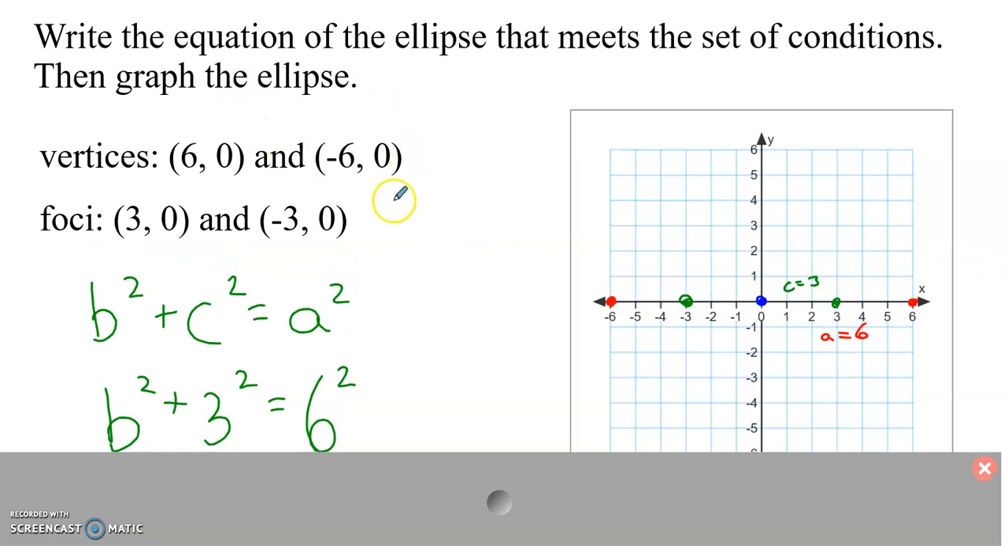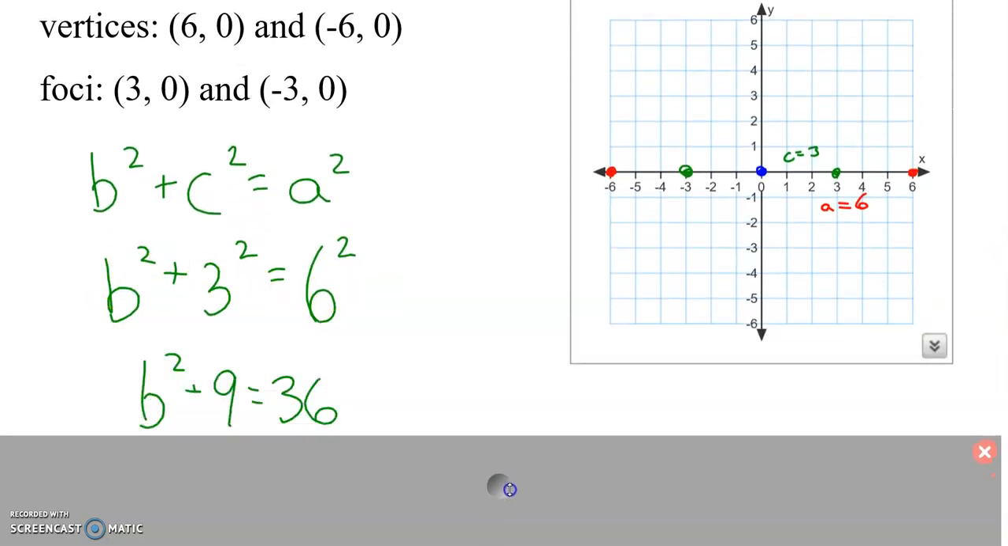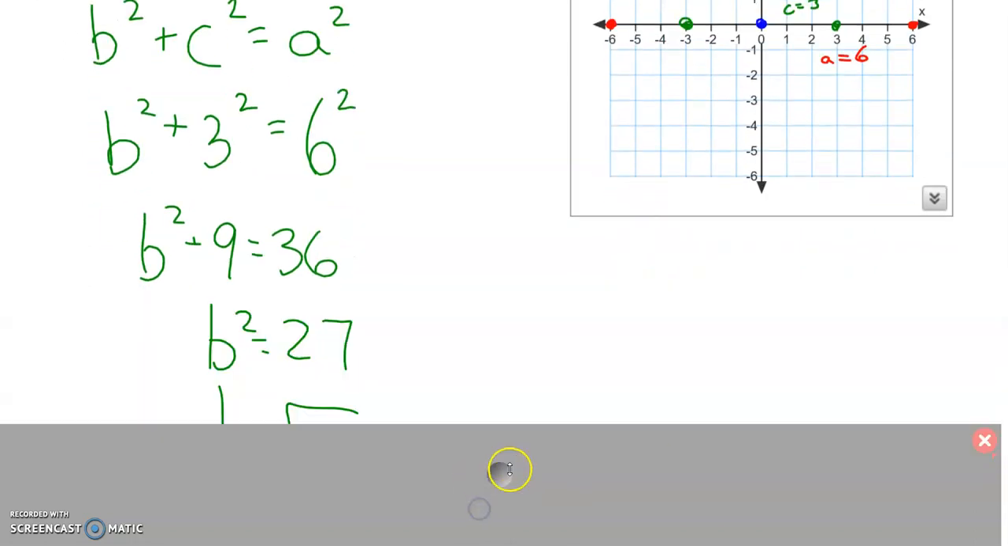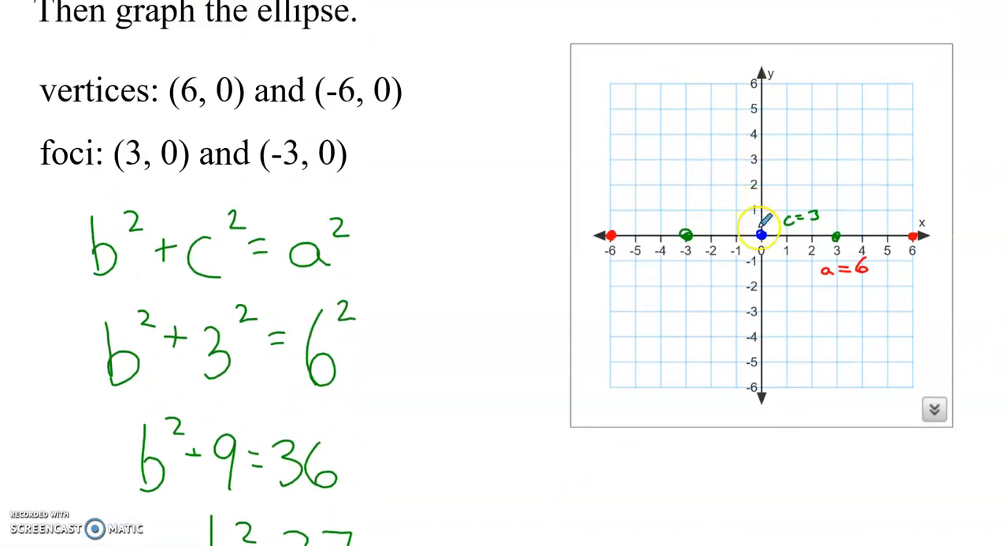Notice this time I wasn't told any information about the eccentricity, and I wasn't asked to find it, so I didn't need to use that formula. I already have what I need to find the missing part. So 36 minus 9 is going to be 27, and that's the square root of 27, which is a little more than 5. So I'm going to go up 1, 2, 3, 4, 5 point. I'll use my calculator to get 5 point something, and those will be the vertices of my ellipse. And then I can draw an ellipse through all 4 of those points, and there is my graph done.